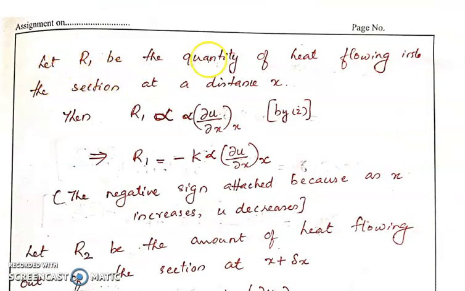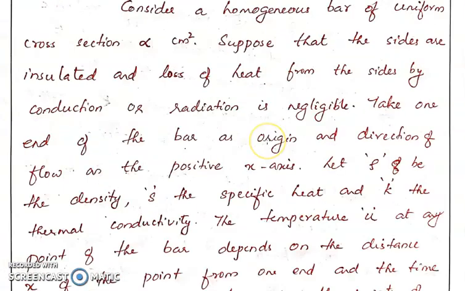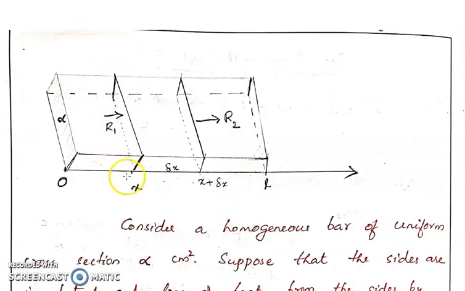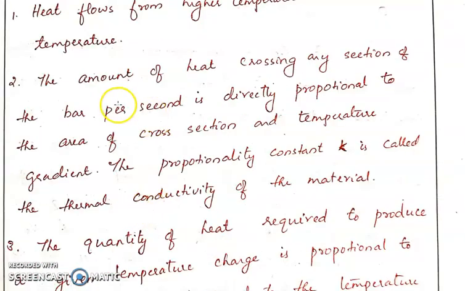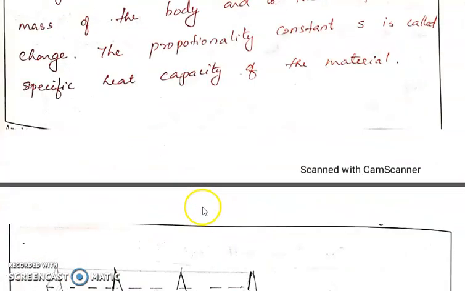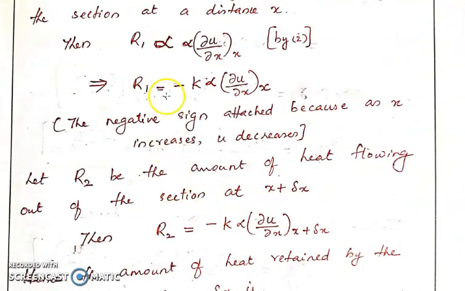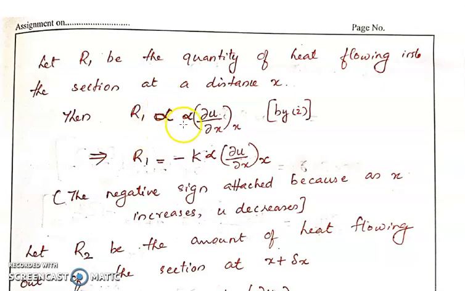Let R1 be the quantity of heat flowing into the section at a distance x. Here we consider this section at a distance x, and also we consider the second law. By the second law, the amount of heat crossing any section is directly proportional to the area of cross section, that is alpha here, and the temperature gradient, that is dou u by dou x at x. Therefore, R1 is directly proportional to alpha into dou u by dou x at x.